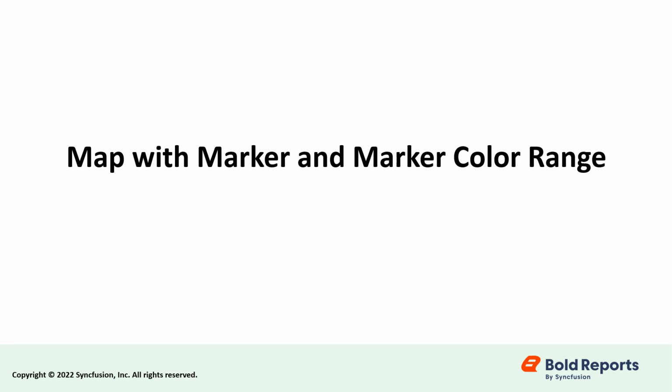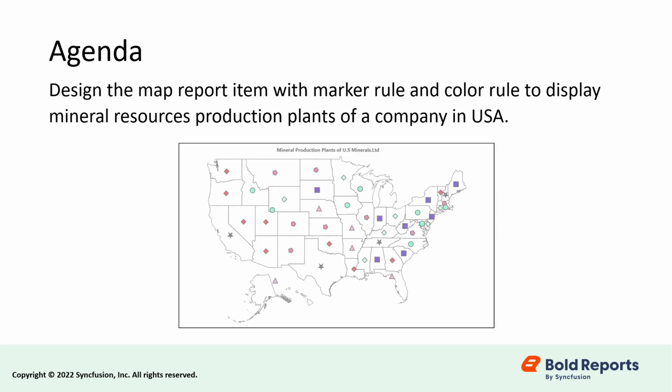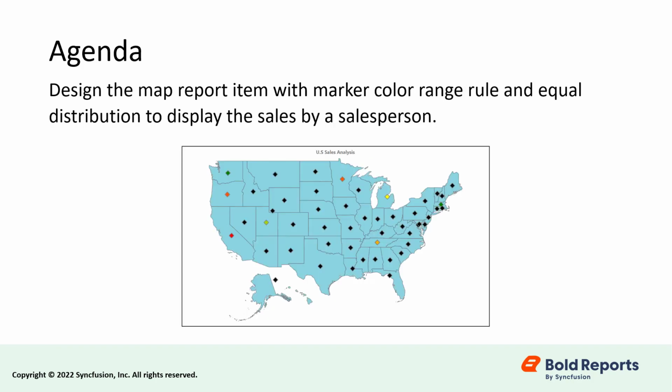Hello everyone. Welcome to this video on the map report item designed with the marker rule and marker color range rule. I am going to show you how to design the map report item with marker rule and color rule to display mineral resources production plants of a company in USA. And marker color range rule and equal distribution to display the sales by a salesperson.